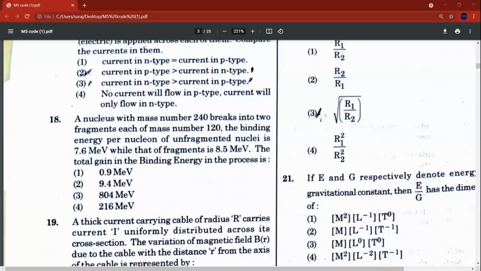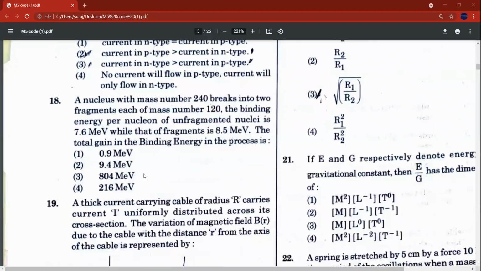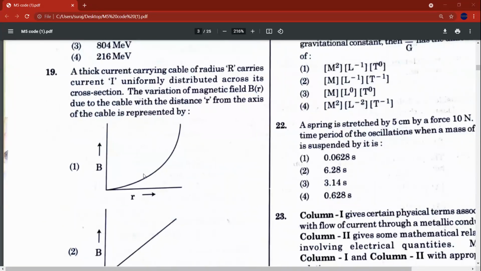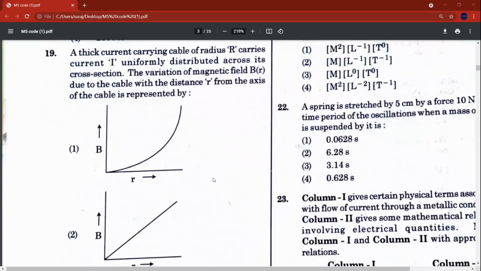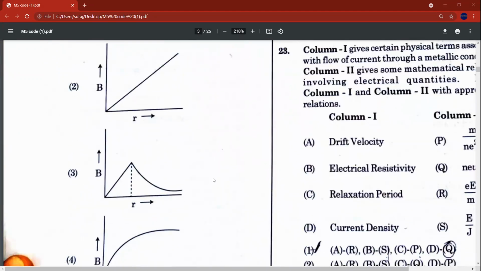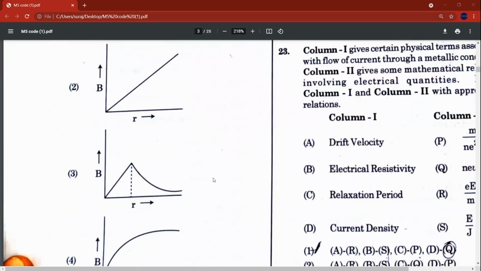Okay. Next, question number 19. A thick current carrying cable of radius r carries a current I uniformly. Variation of magnetic field B with distance r from the axis. Yeah, Ampere's circuital law, right? Application of Ampere's circuital law. It should be the third one.